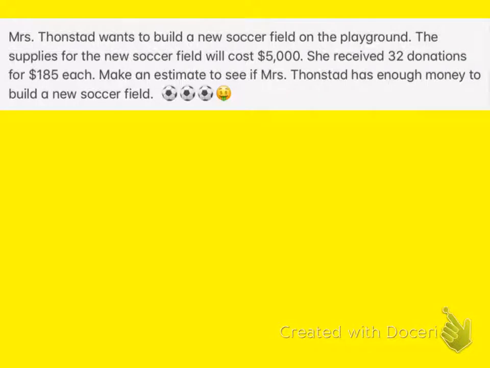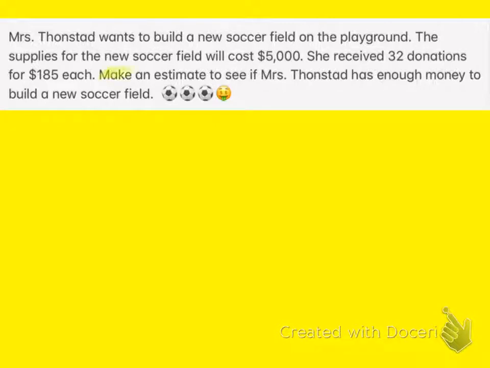Let's use our estimation skills to try to solve a story problem quick. Mrs. Lundstad wants to build a new soccer field on the playground. The supplies for the new soccer field will cost $5,000. She has received 32 donations for $185 each. Make an estimate to see if Mrs. Lundstad has enough money to build a new soccer field.